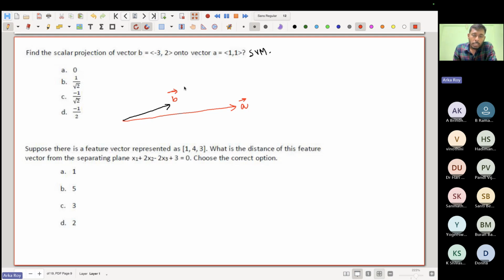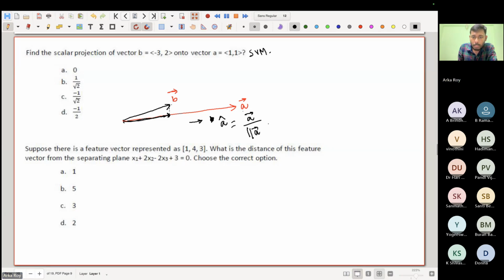So for scalar projection, we have to take the scalar projection of B on A. That means we have to see the projection of B on A. What we basically do is first create the unit vector along A cap. We try to find the unit vector along the A vector. This is simple vector algebra.